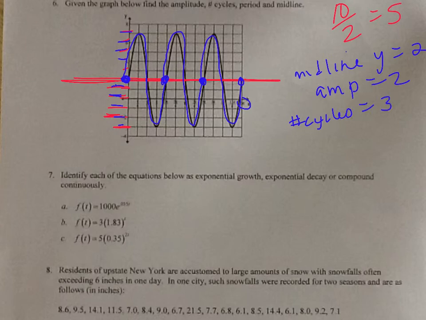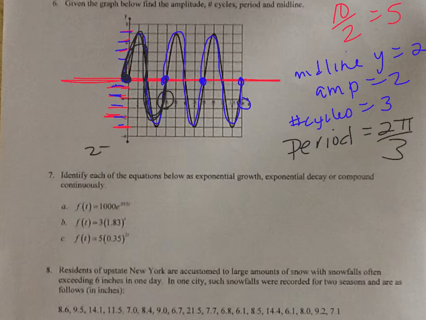And now I want the period. The period is when you see one complete curve. So starting here, that's one complete curve. And this is at 2 pi over 3. Or you could have done 2 pi over b, which is the number of cycles. So it's 2 pi over 3 for the period. All right, number 7. It says to identify what type of equation it is.